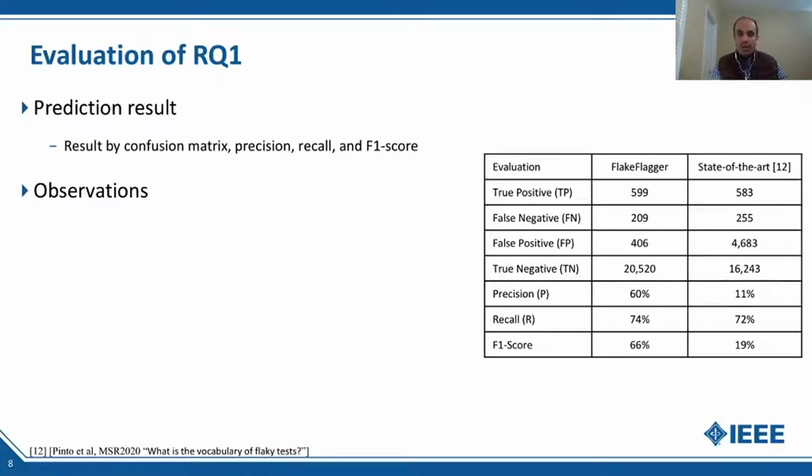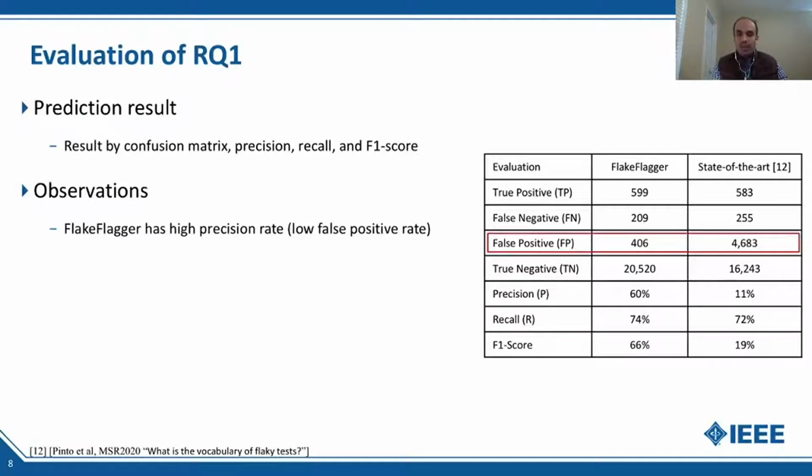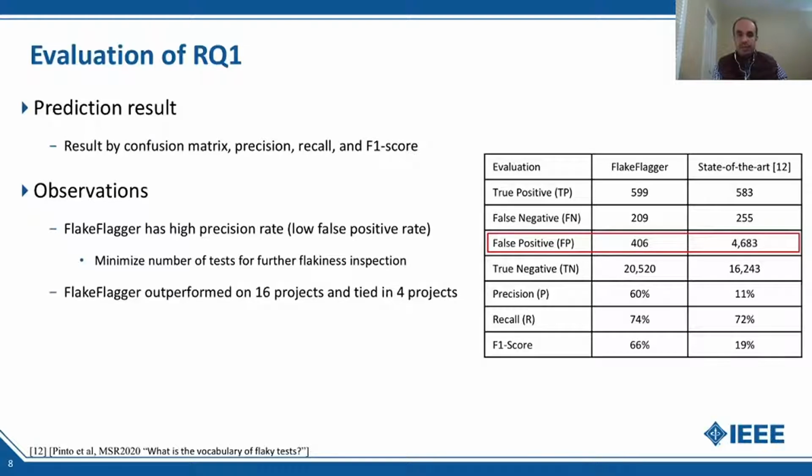We also observe that FlakeFlagger has a very low number of false positives, which are tests that are predicted as flaky while they are not, based on at least our rerun result. The low number of false positives helps researchers to minimize the number of tests which may have top priority to investigate in terms of whether they are flaky or not. We investigated more on how the true positive rates are distributed by project. We found that FlakeFlagger outperformed on 16 of the 24 projects and tied on 4 projects.